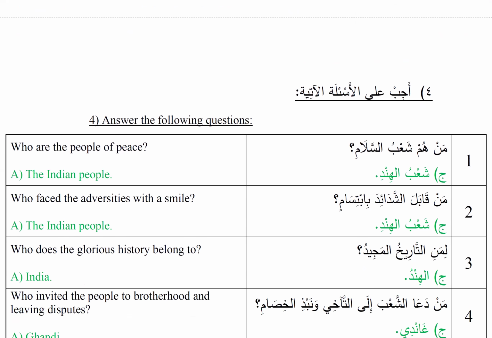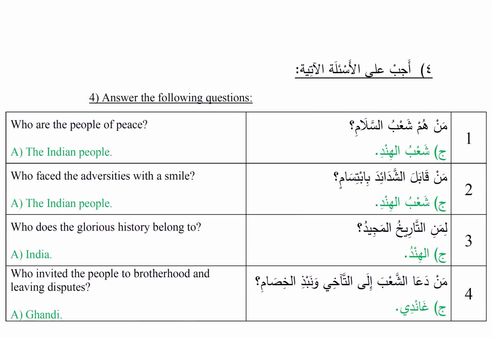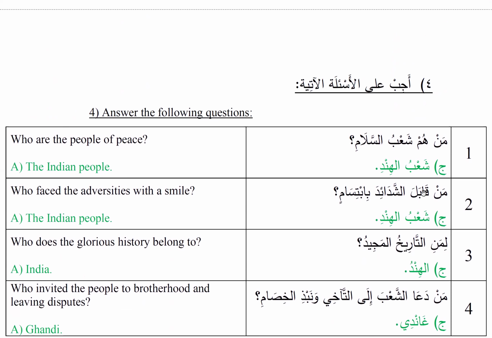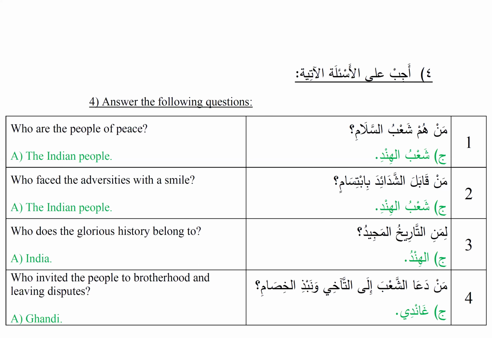Next is to answer these questions. أجب على الأسئلة الآتية. من هم شعب سلام؟ Who are the people of peace? شعب الهند. So the answer is the Indian people. من قابل الشدائد بابتسام؟ Who faced the adversities with a smile? شعب الهند, the Indian people.